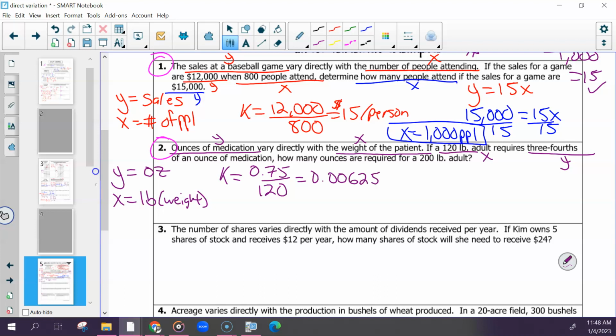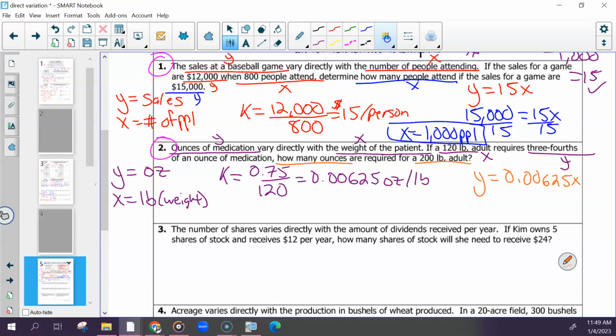0.00625 was the correct k value. And again, just like before, this would represent ounces per pound. The slash is the per. So then we can put that into our equation. Y equals 0.00625x. And we're looking for how many ounces are required for a 200-pound adult.